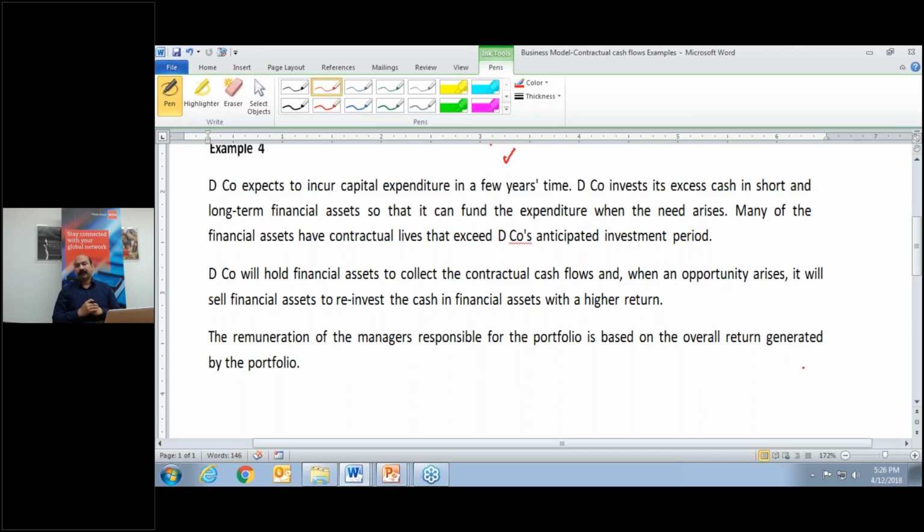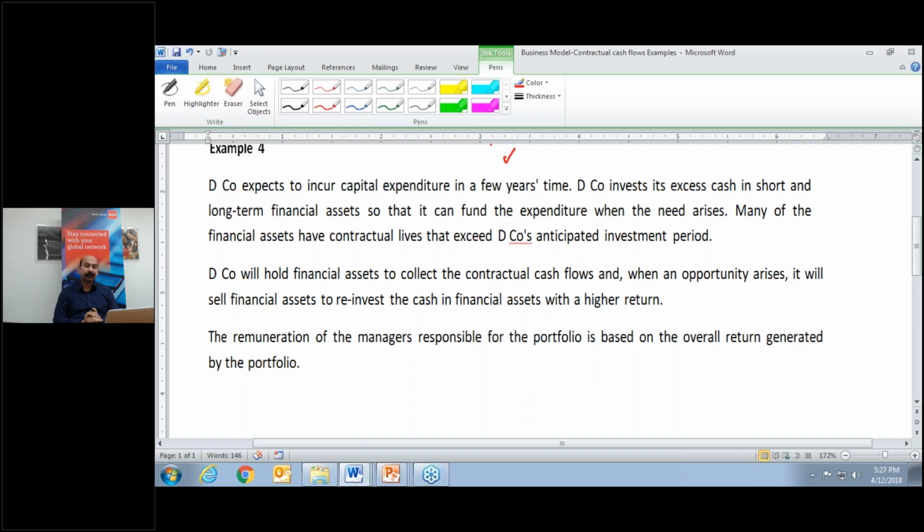Whatever you answer, if we just look at the scenario, we will find that the objective of the E company is to hold the financial assets to collect contractual cash flows. Selling financial assets is only incidental to E company's business model. So this was the situation in case of E company's business model.